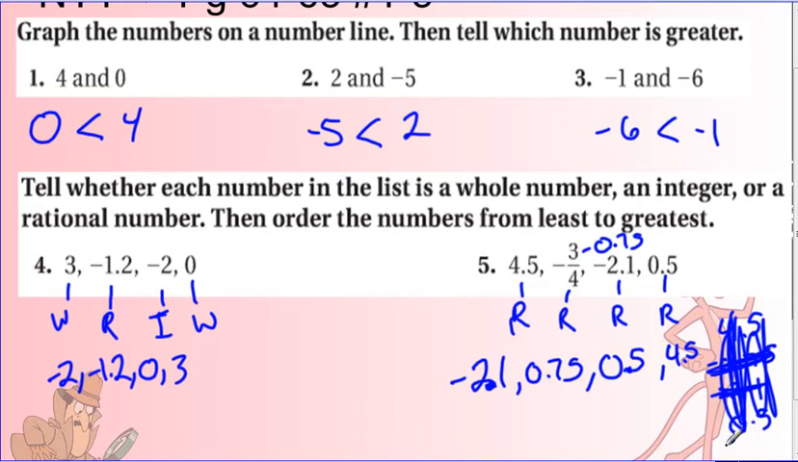Okay? So we had more practice with identifying if it's a whole number, an integer, or rational. Whole numbers are only positives without fractions or decimals. Integers are positives or negatives without fractions or decimals. And then rational numbers are any number you could write as a fraction, which in this chapter I think is going to be pretty much everything.